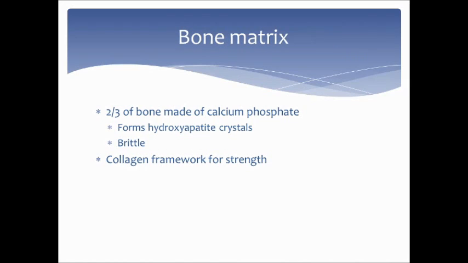So the matrix of the bone: what is the bone made of? Two thirds of the bone is made of calcium phosphate. It forms these hydroxyapatite crystals, which make the bone very brittle but very hard. One third of the bone matrix is collagen fibers for strength.